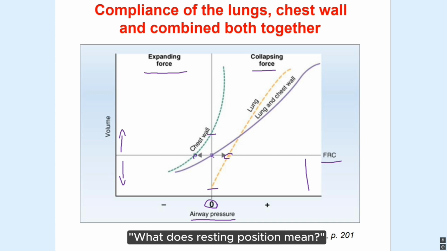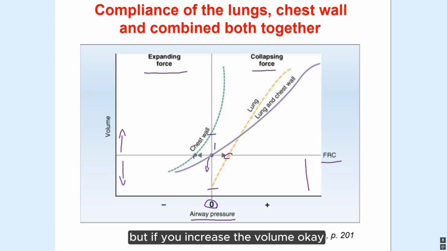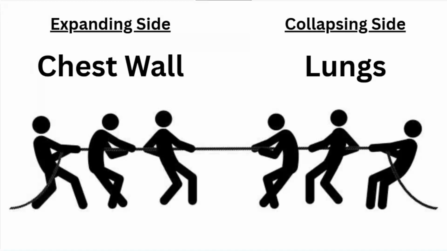What does resting position mean? It means that if you decrease the volume, the pressure will become expanding. But if you increase the volume, the pressure will become collapsing. So the FRC is the resting state of our body. I want to add something here.